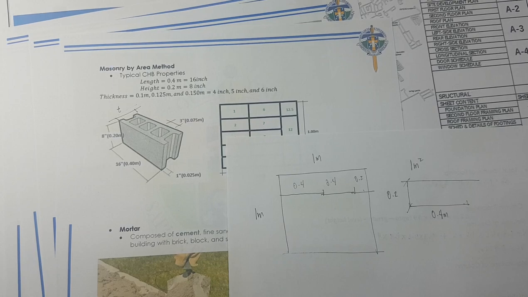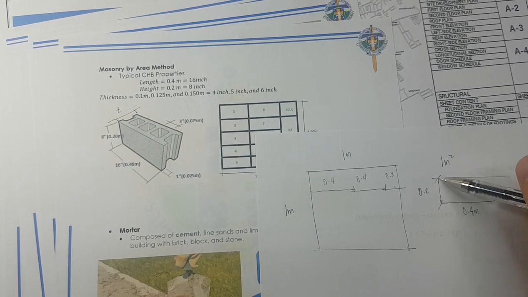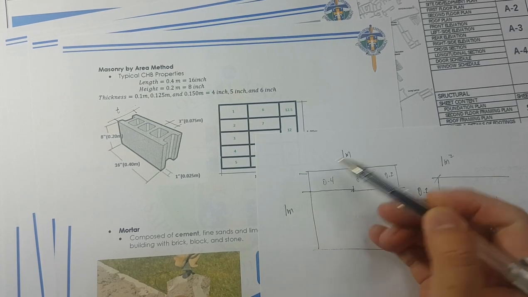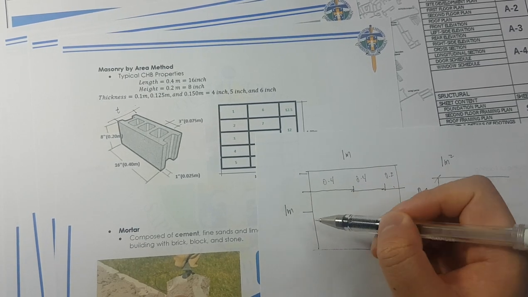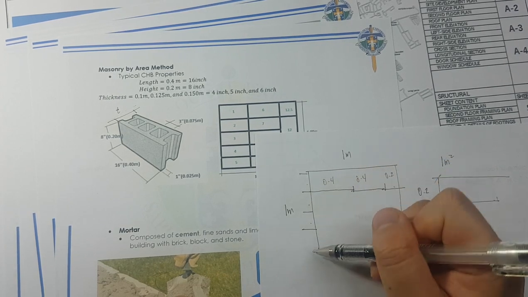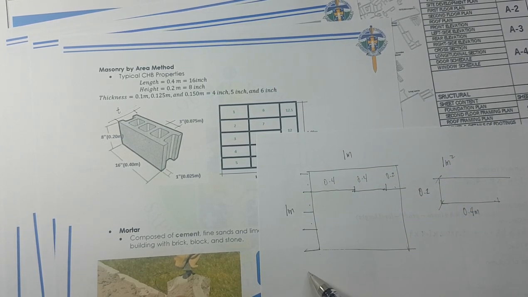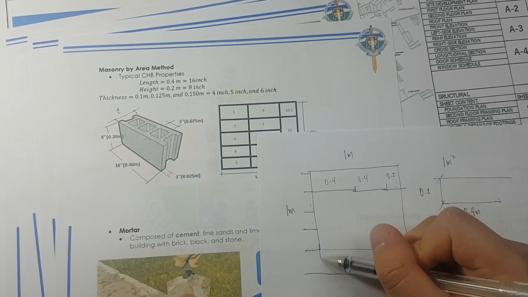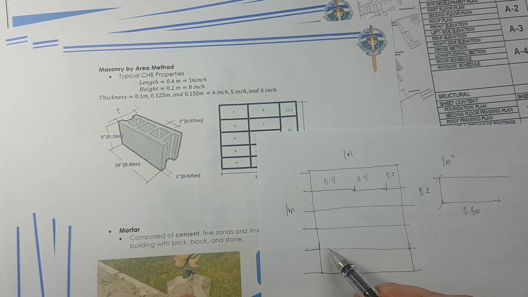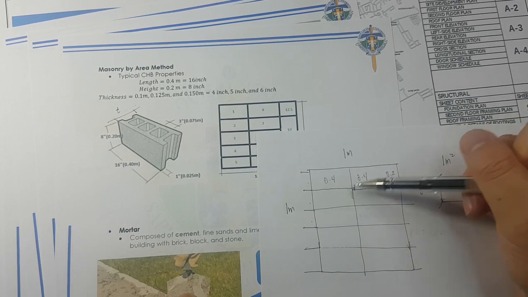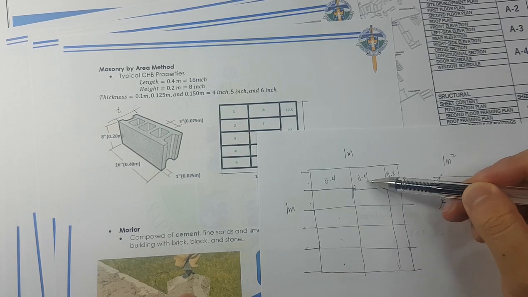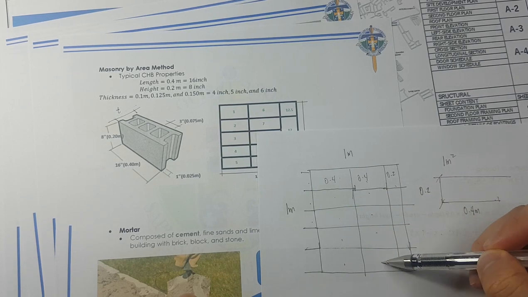Next naman is, ilan yung magkakasyang 0.2 sa isang 1 meter? So, that is 0.2, 0.2, 0.2. So, 0.2, 0.4, 0.6, 0.8. Then, we have here 1 meter. Okay? So, if bibilangin natin yan, we have 1, 2, 3, 4, 5, 6, 7, 8, 9, 10.